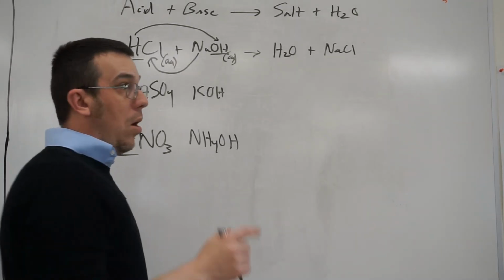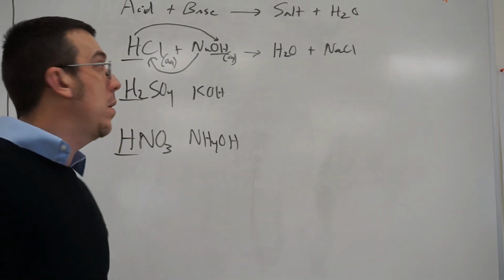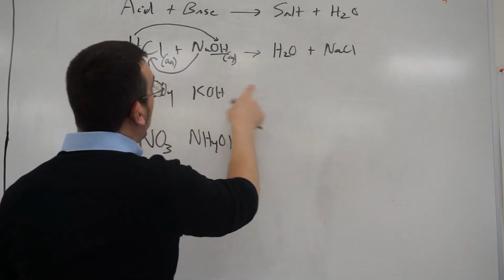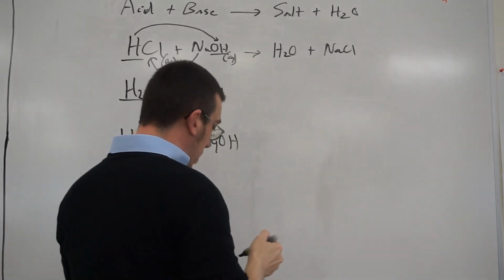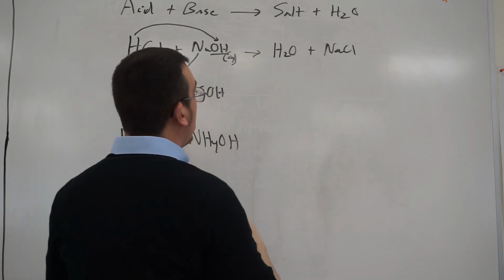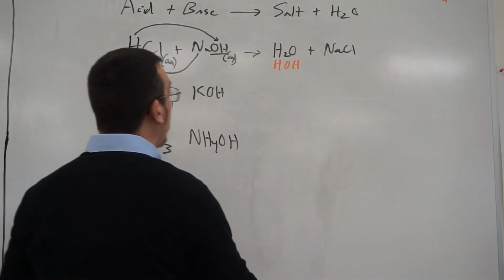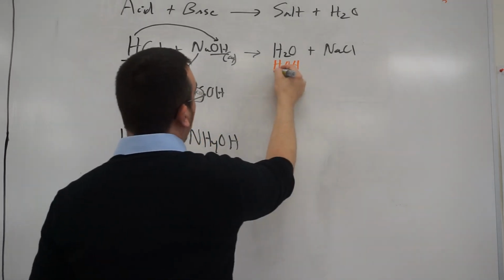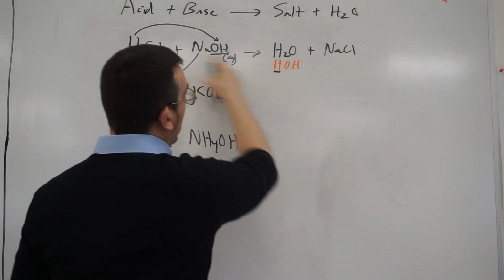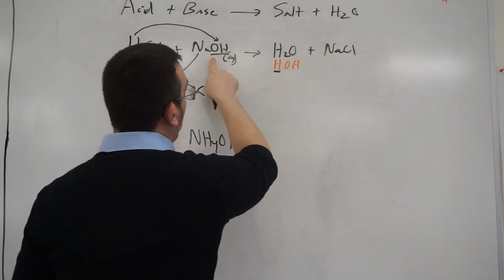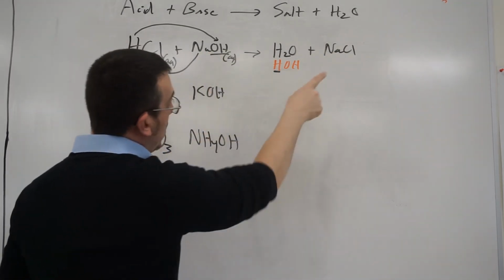Always make sure that the equation is balanced in the end. We have one hydrogen. When we look at this water, a lot of times you can write it as HOH. It just helps with the balancing part, but you don't have to write it like that. You have one hydrogen and one hydrogen, one Cl and one Cl, one sodium, and one hydroxide. So this equation is balanced.